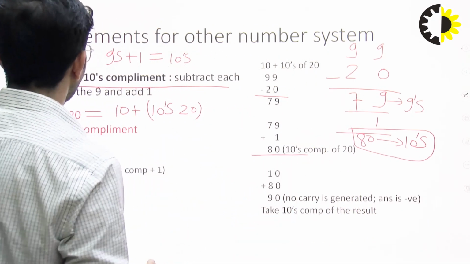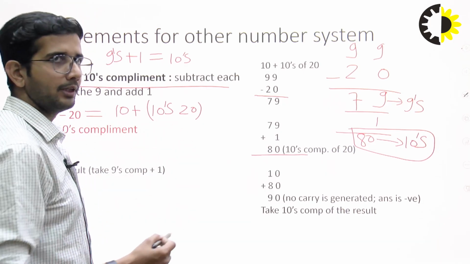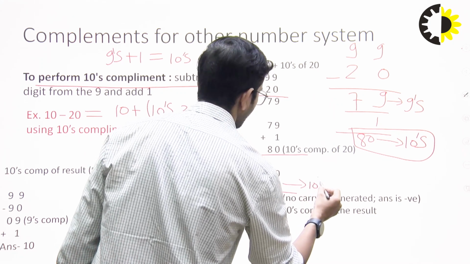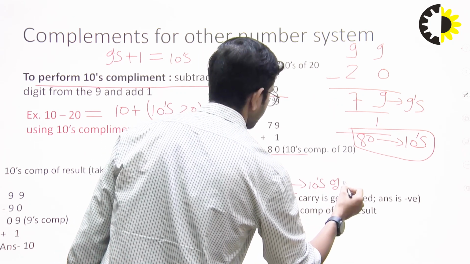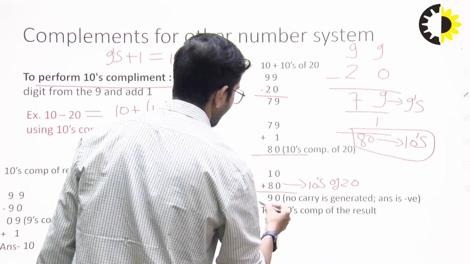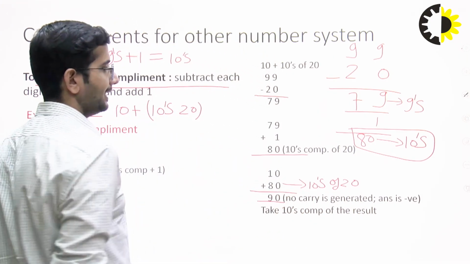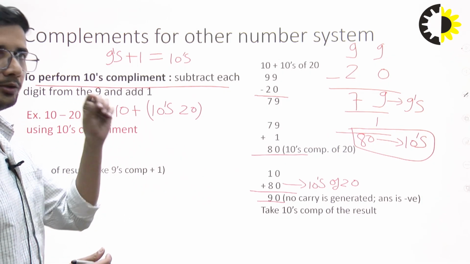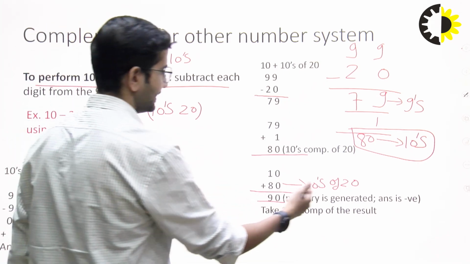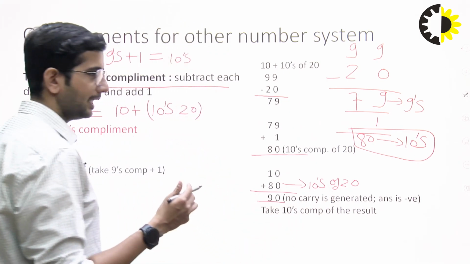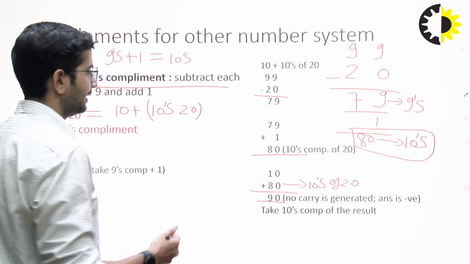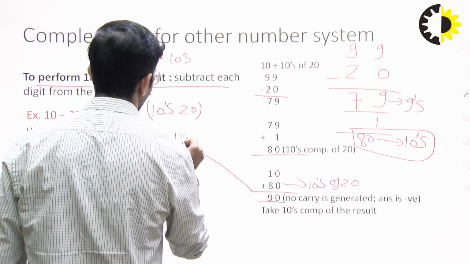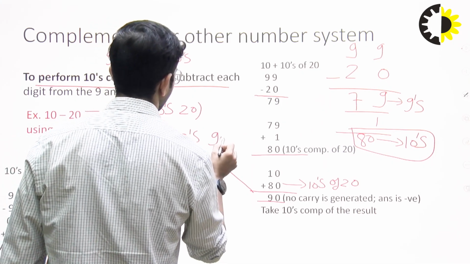Now we have to add 10 plus the 10's complement of 20. If we add 10 and 80, we get 90. Since there is no carry generated, the answer is negative. As we discussed for 1's and 2's complement, if carry is not generated, the answer is negative and we have to take the 10's complement of the result. So again we have to take the 10's complement of the result, that is 90.